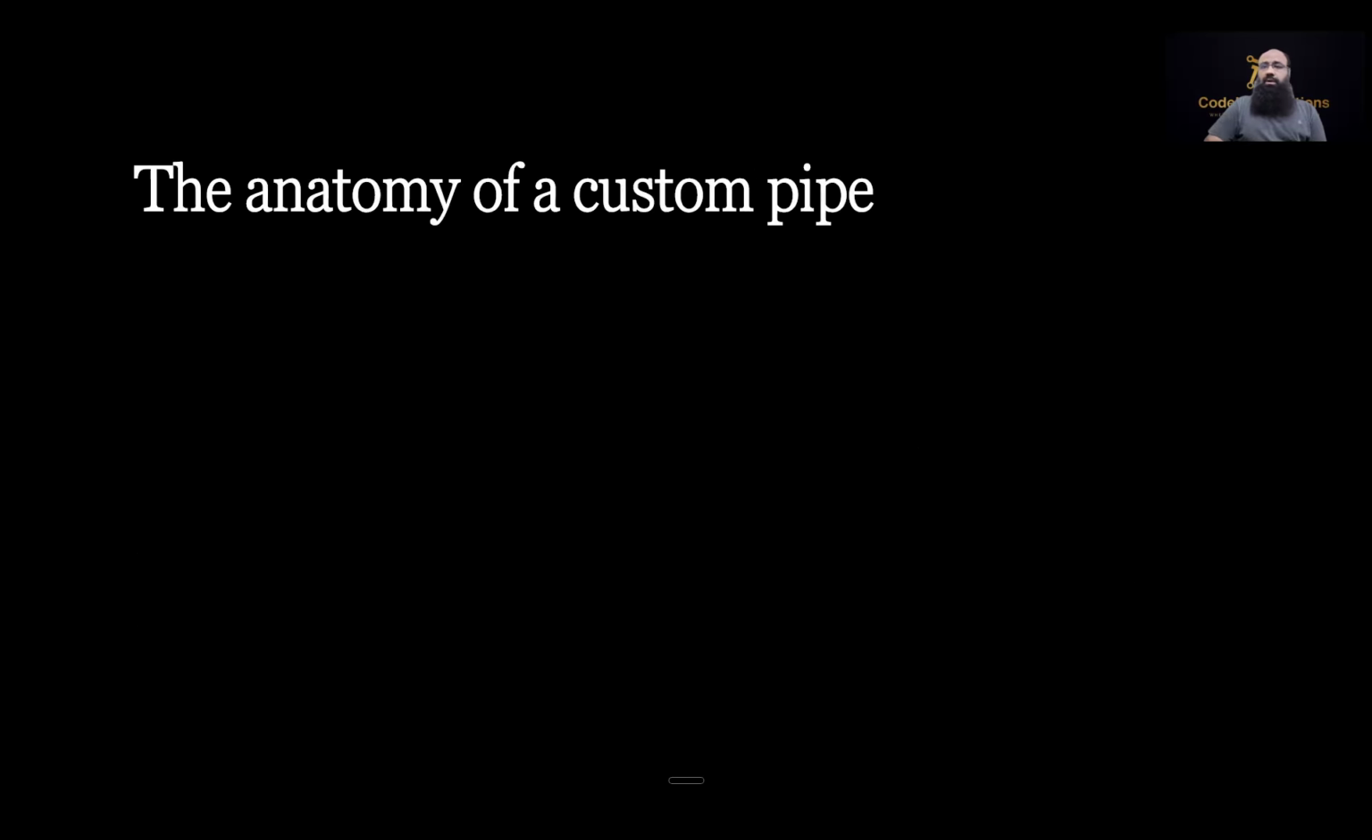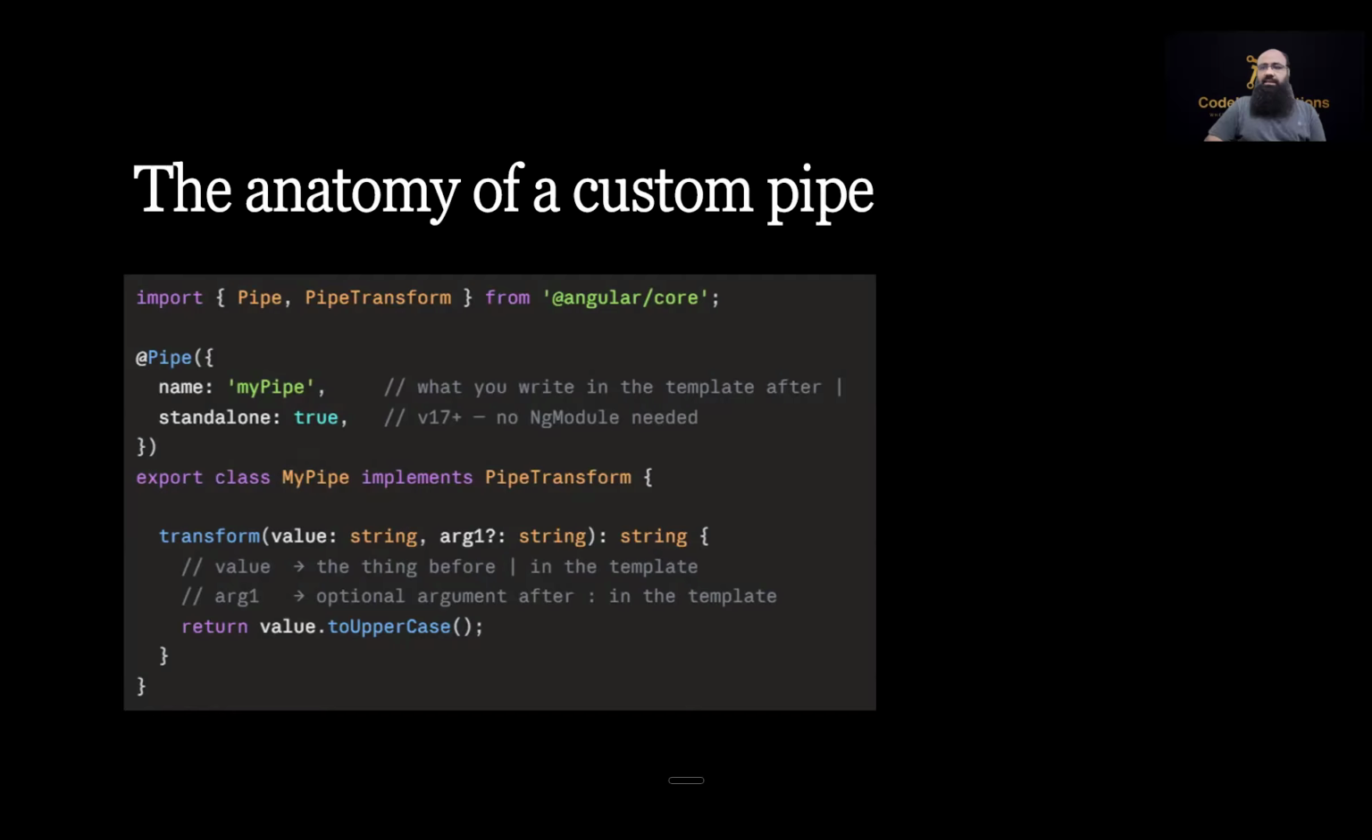Now, the anatomy of a custom pipe. Let's quickly see how pipes are created. You can see in the import, we have imported Pipe and PipeTransform, and the Pipe decorator has a name attribute, in which we give the name of the pipe. So what's the name of our pipe? We have written it over there.